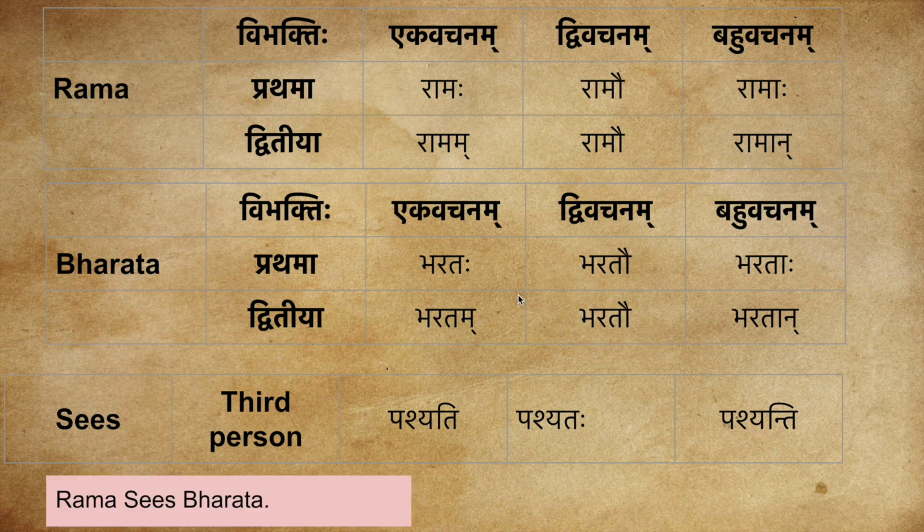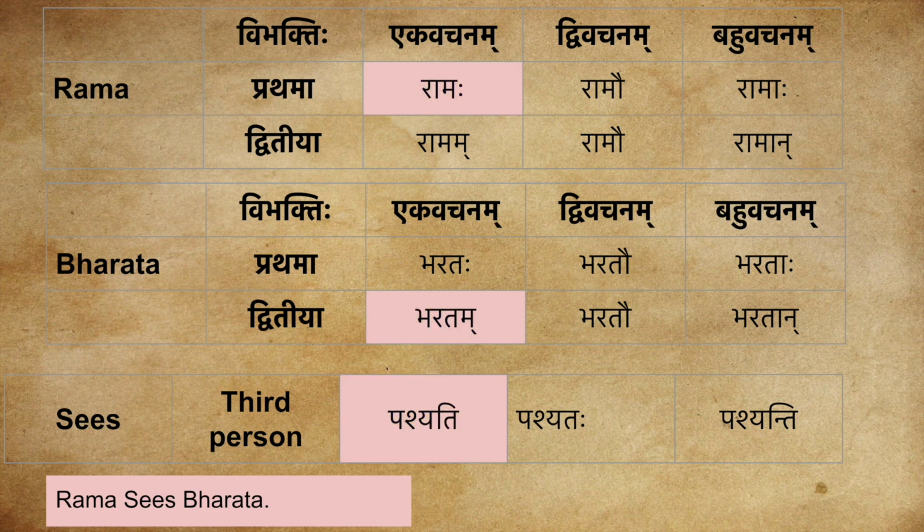Let's start with Rama sees Bharata. Okay, so Rama is the subject, so first vibhakti Ramaha. Ramaha, because Rama is singular, Ramaha pashyati. And whom does Rama see? Bharata. So Bharata becomes the direct object. So we need to use the Dvitiya Vibhakti Bharatam. So the sentence becomes Ramaha Bharatam Pashyati.